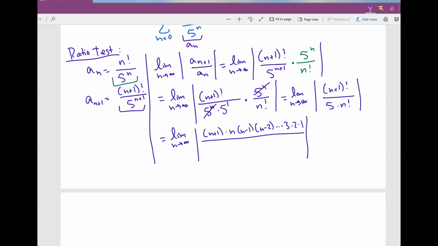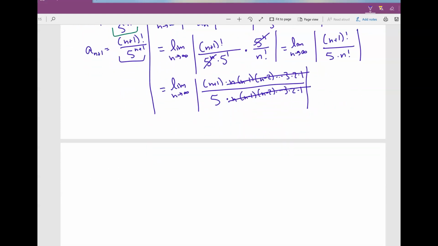Divided by 5. And then I can continue expanding the n factorial. This is going to be n. Then subtract by 1, n minus 1. Then n minus 2. And then it continues on until we get to 3, 2, and 1. Now notice that this whole thing is going to cancel out this whole thing. So what I'm left with is the limit as n goes to infinity of the absolute value of n plus 1 over 5. Now because n in this case is just going to be positive, I can drop the absolute values. So we have the limit as n goes to infinity of n plus 1 over 5.